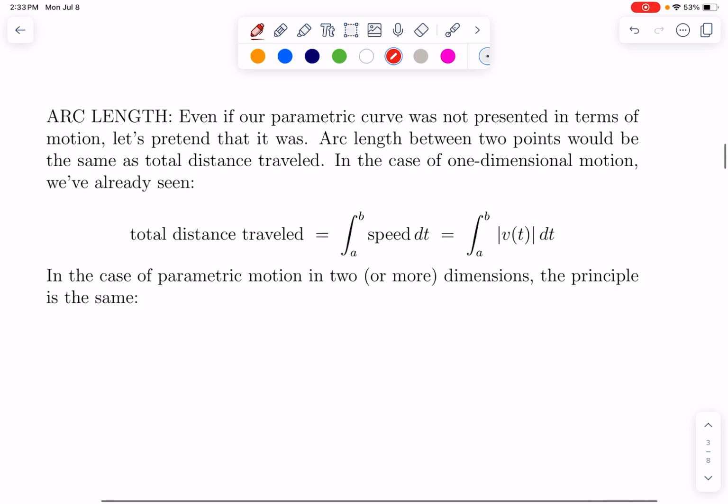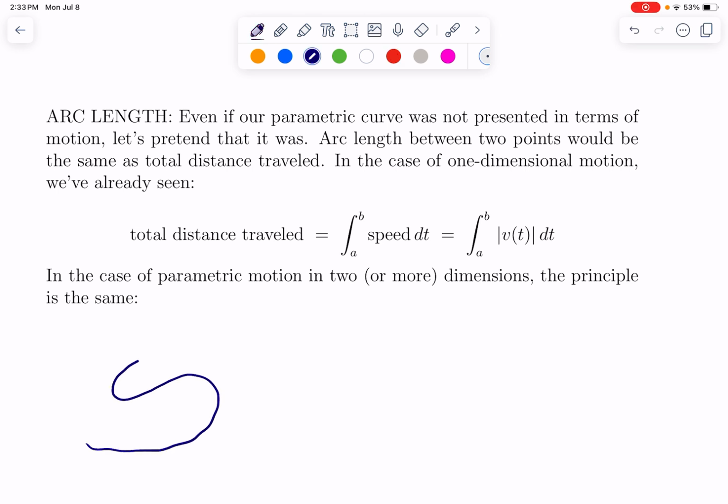And now once we know speed, we can go to arc length. Even if our curve was not presented in terms of time, we could pretend that it was. If we have some particle moving around and following some path, and we're imagining it as motion, then the length of this curve is the same as the total distance traveled.